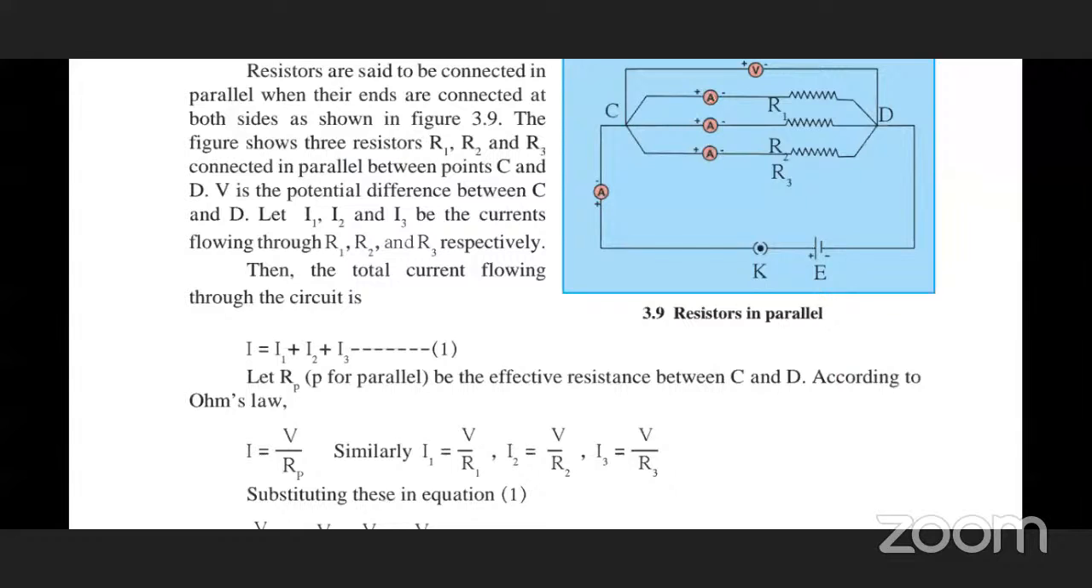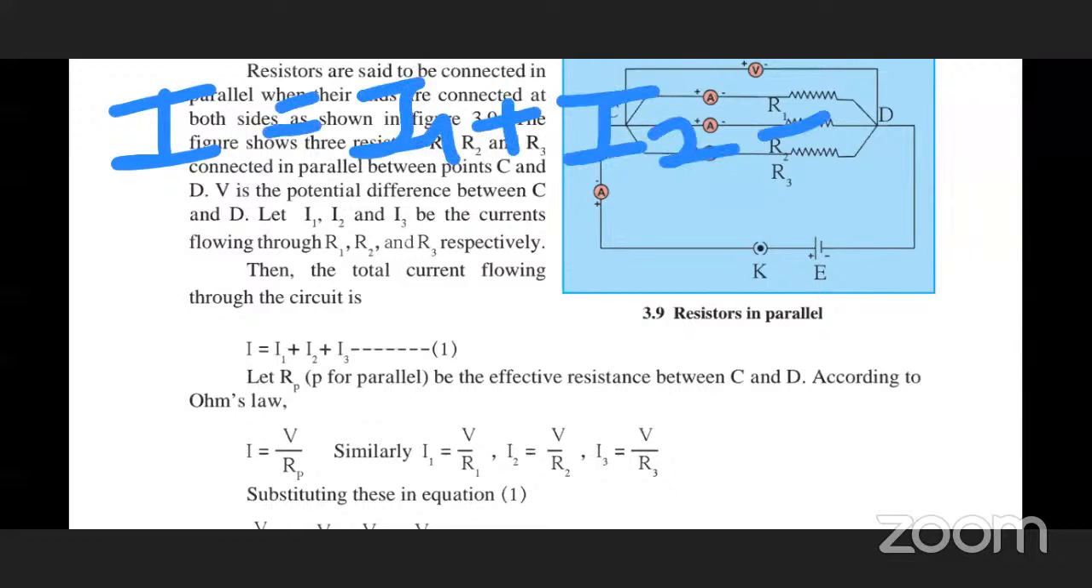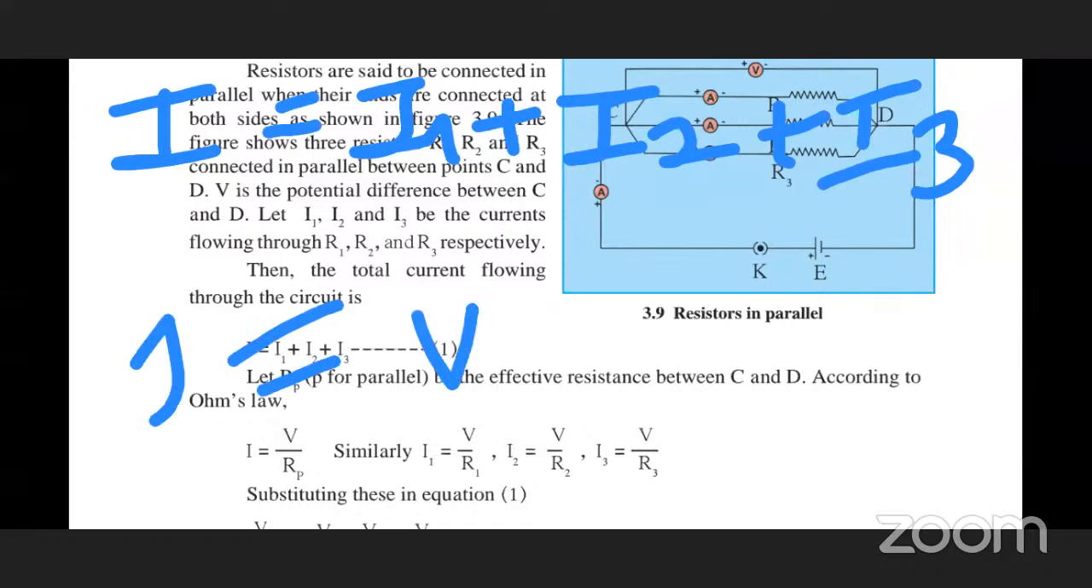Yes, now total current which is flowing in the circuit will be equal to I1 plus I2 plus I3. ओके, पूरे सर्किट के अंदर जो भी करंट फ्लो होगा वो डिपेंड होगा कि I1 R1 रेजिस्टर की तरफ से, R2 रेजिस्टर की तरफ से और R3 रेजिस्टर की तरफ से कितना करंट फ्लो हुआ है. So I1, I2, I3 is important.